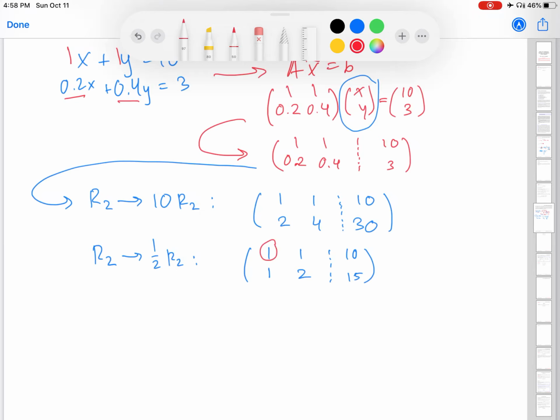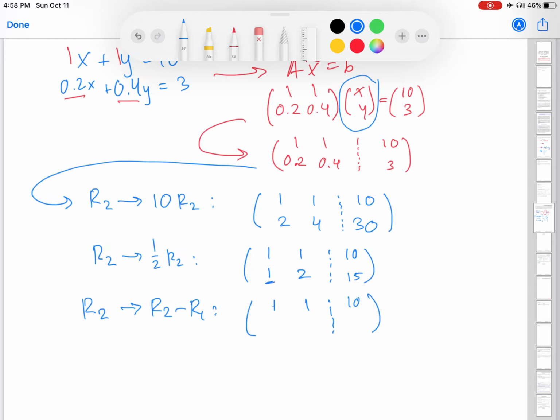I have a 1 here. I would like this to be a 0. The way I make that a 0 is by the exact same step that I used last time. I'm going to say replace row 2 with row 2 minus row 1. So I'm going to leave the first row unchanged. So that's 1, 1, 10.